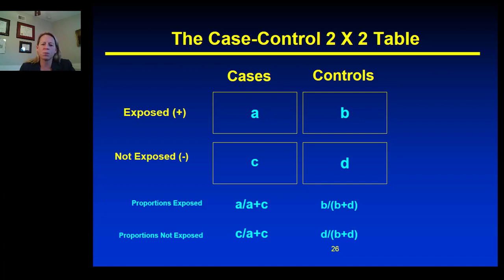So the proportions exposed in the cases would be A over A plus C, and the proportion not exposed in the cases would be C over A plus C. And similarly, the proportion exposed in the controls and the proportion not exposed in the controls are shown here on the right-hand side of our 2x2.